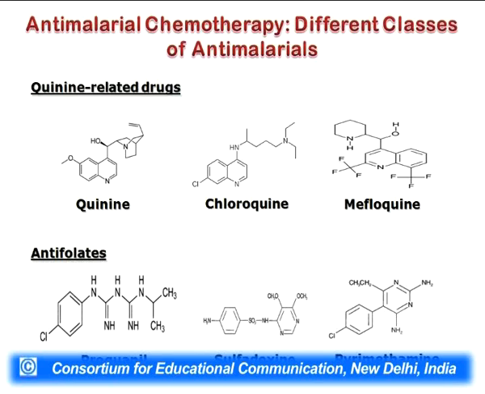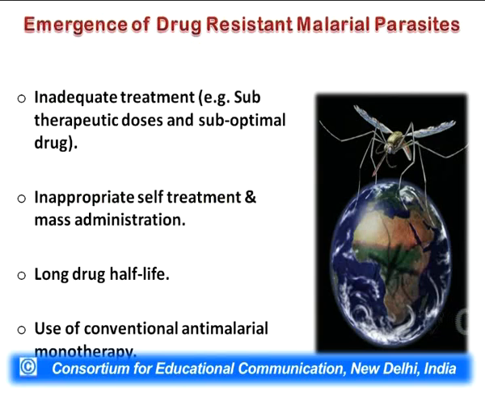which are the synthetic forms of quinine. Then there are antifolates, sulfadoxine and pyrimethamine. So there are a number of anti-malarials present. But the major disadvantage is that during the 1980s, the malarial parasite developed resistance against these well-known conventional anti-malarial drugs.